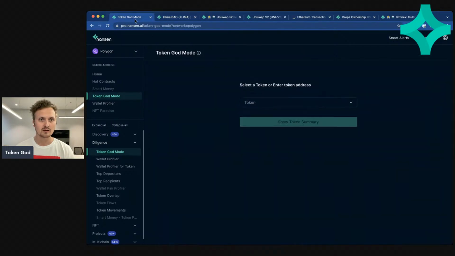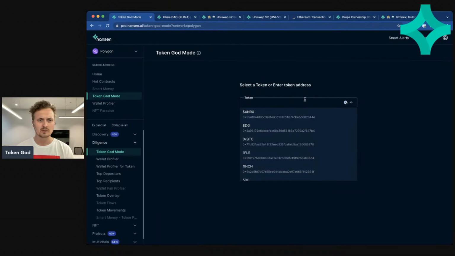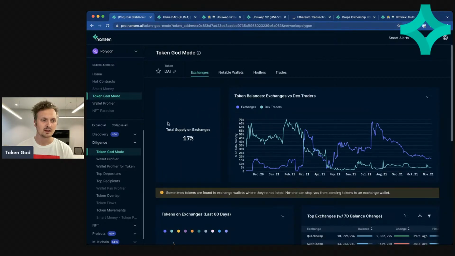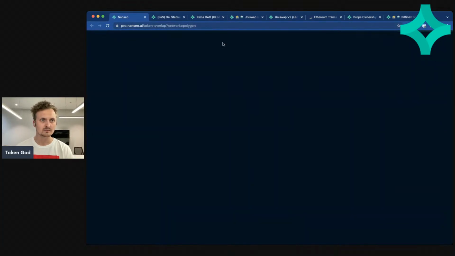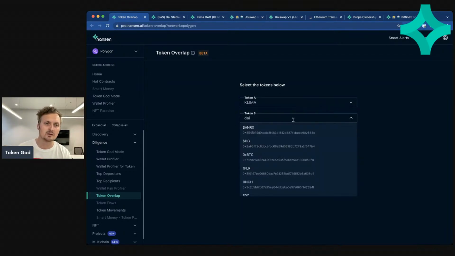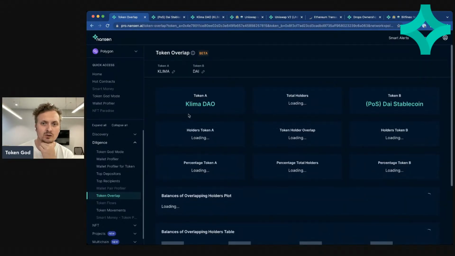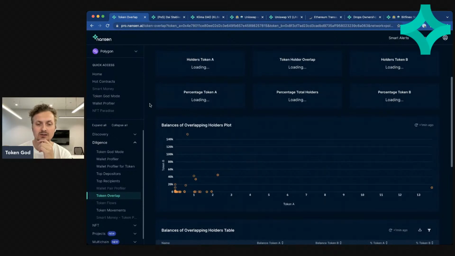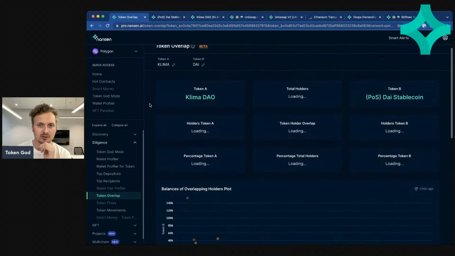But just for the sake of showing how this might work, what's another coin we could use as an example? What's a related token? Let's see. Maybe we can look at DAI, a bad example, but whatever, let's use this as an example. We could look at token overlap, which is down here. And we can plug in Klima and some other token like DAI. And if we click here, you will be able to see the overlap in holdings between these two different tokens. Wrapped stake on. Okay, is that on Polygon or Ethereum?